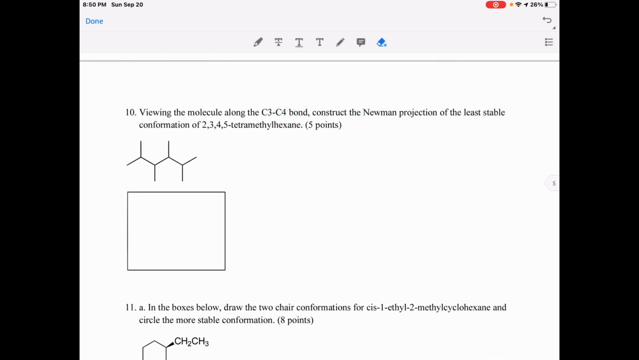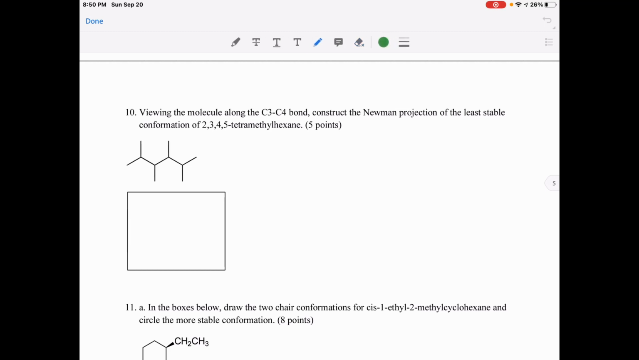For question number 10, what we're trying to do is evaluate the least stable conformation of 2,3,4,5-tetramethylhexane. So for this molecule, what we have to do first is number it, essentially. In order to do that, we have to identify the main chain of this molecule. And due to the particular shape of this molecule, there are many different options we have.